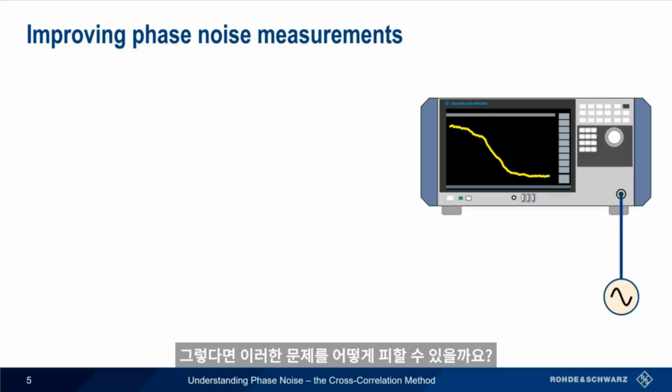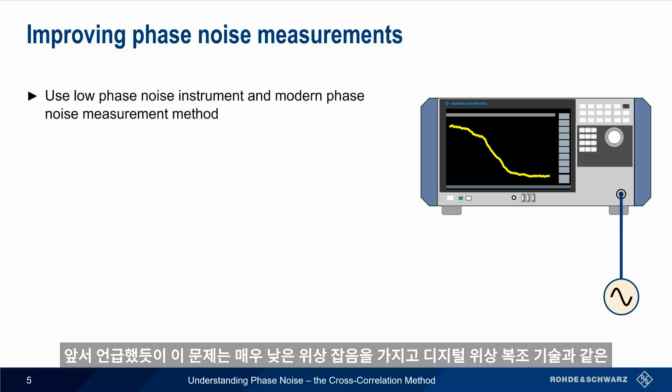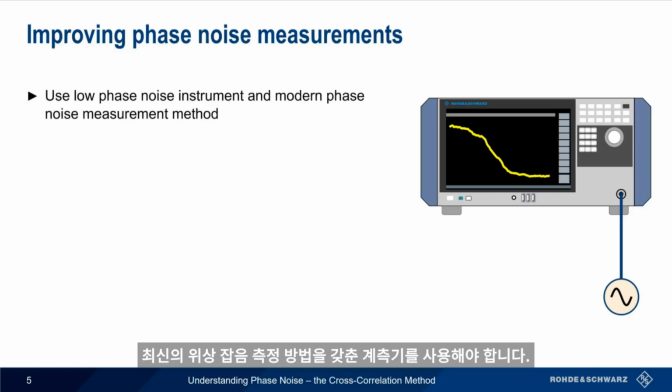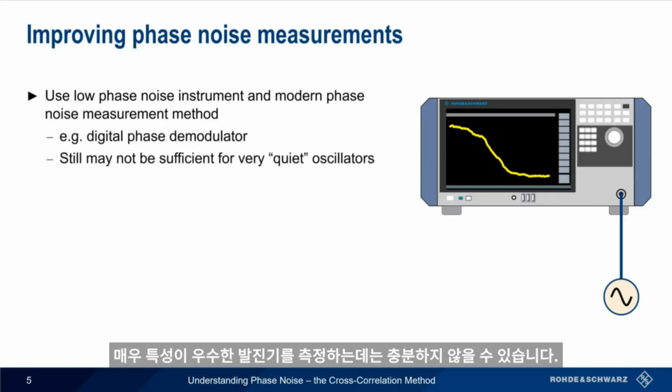So how do we avoid this problem? As mentioned earlier, the traditional solution to this problem is using an instrument with both low phase noise and a modern phase noise measurement method, such as the digital phase demodulation technique. And although both of these can greatly improve phase noise results, they still may not be sufficient for measuring very quiet oscillators.